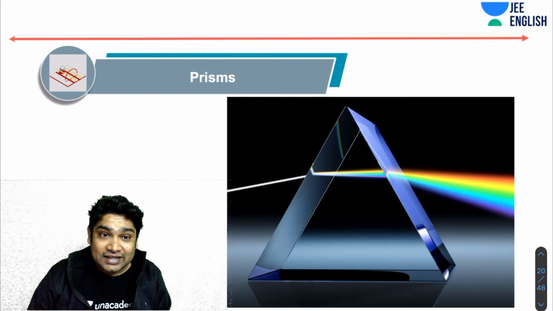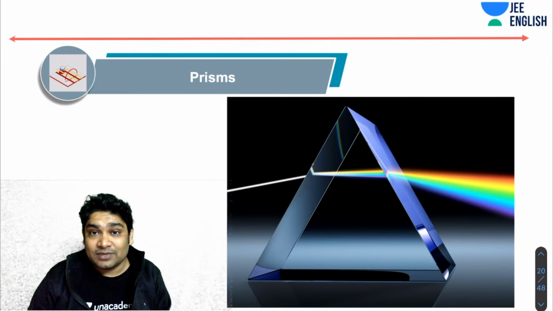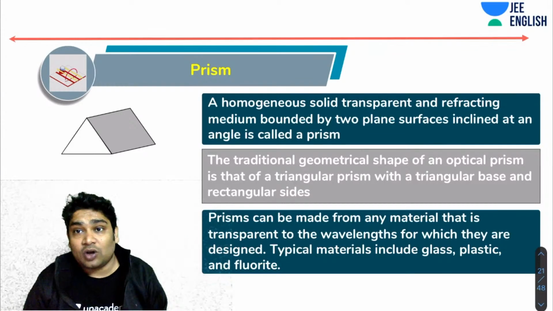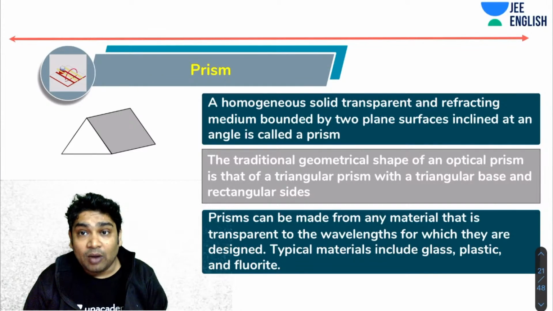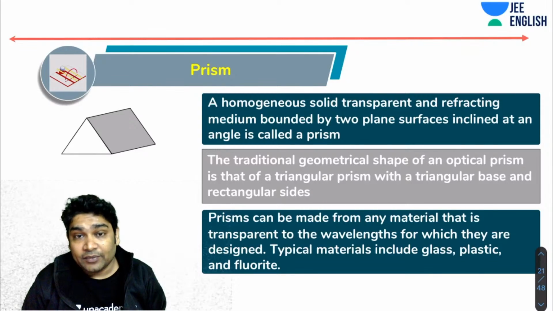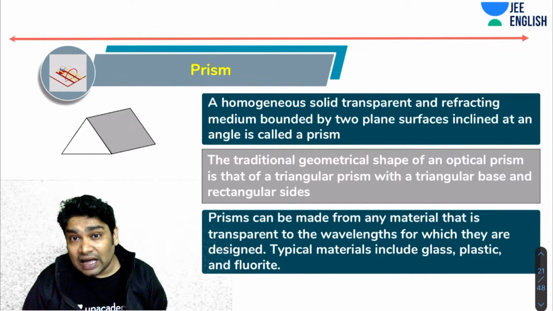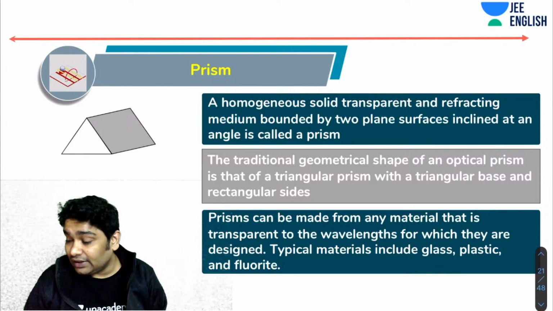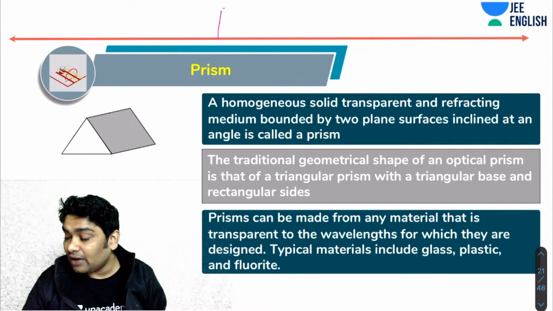All right, now let's get started with our discussion on prisms. So what is a prism? A prism is a homogeneous, solid, transparent, refracting medium bounded by two plane surfaces inclined at an angle between them. The difference between a glass slab and a prism is that in a glass slab, the two refracting surfaces are parallel to each other.